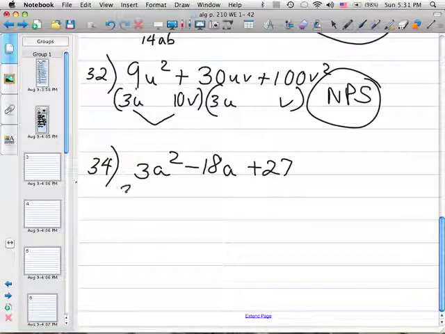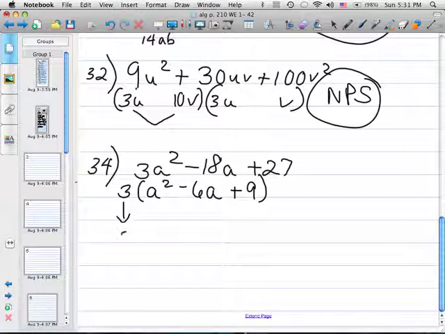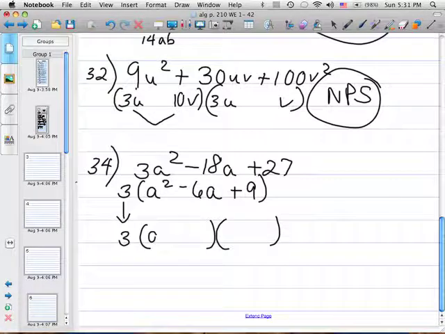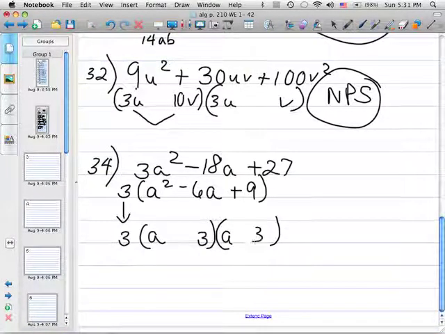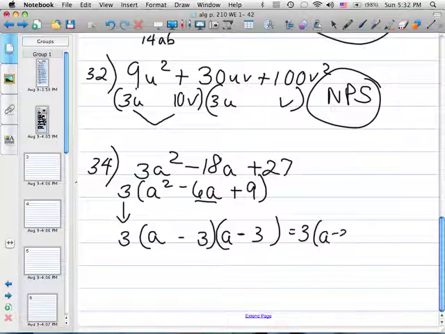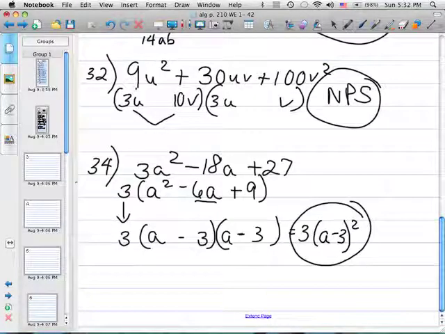If I take out the 3, I have a squared minus 6a plus 9. Now the ends are perfect squares. I bring down the 3. I try factoring it. Square root of a squared is a. The square root of 9 is 3. 3 times a is 3a. The middle is twice that. I just have to have the minus signs in. So my answer is 3 times the quantity a minus 3 squared in the shortened form.